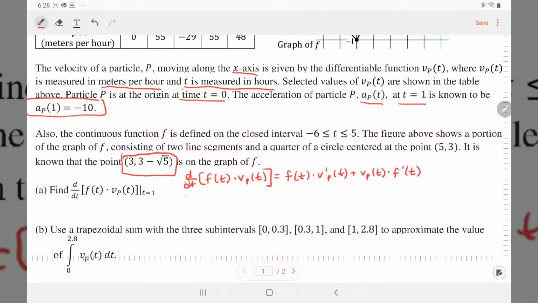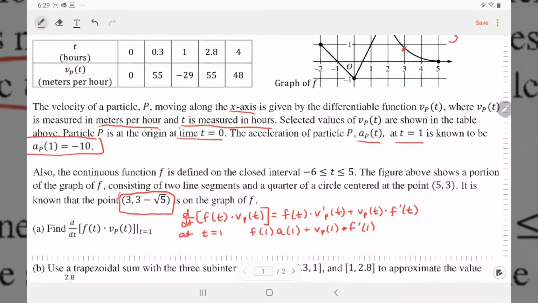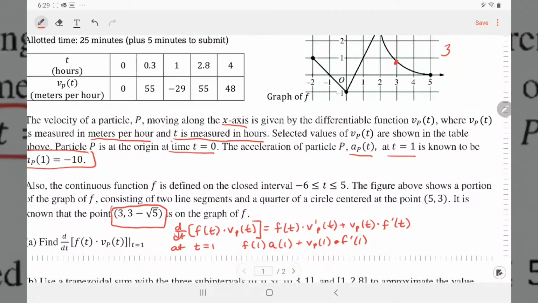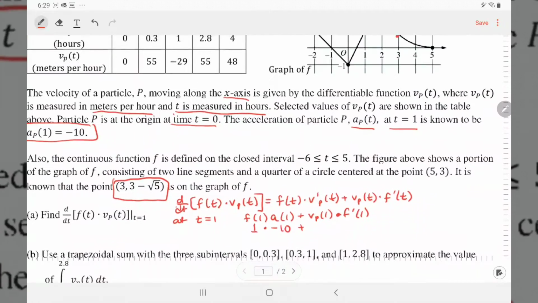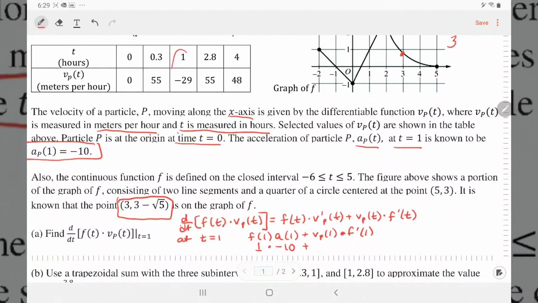So at t equals 1, that would be f of 1, v prime is just a, so a of 1 plus v_p of 1 times f prime of 1. So let's see, f of 1 is right there, so f of 1 is 1 because that's the y value. Acceleration at 1, they told me, was negative 10. v_p of 1, in the table, it says it's negative 29.